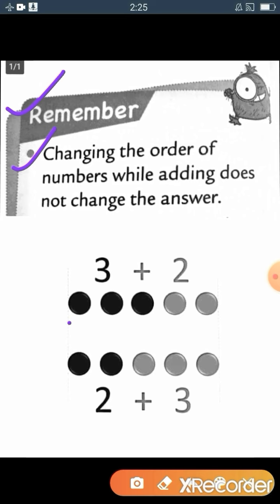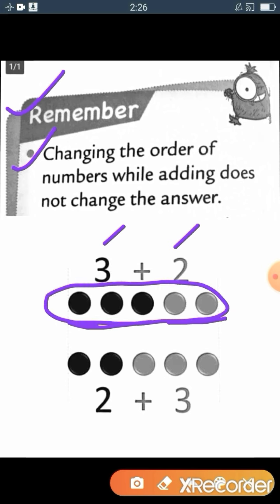You can see there are three black bindis, so they have written 3 here, and there are 2 grey bindis. For that they have written 2 here. And if we count all these bindis together, 3 plus 2, how many, children? There are 5 bindis, isn't it?